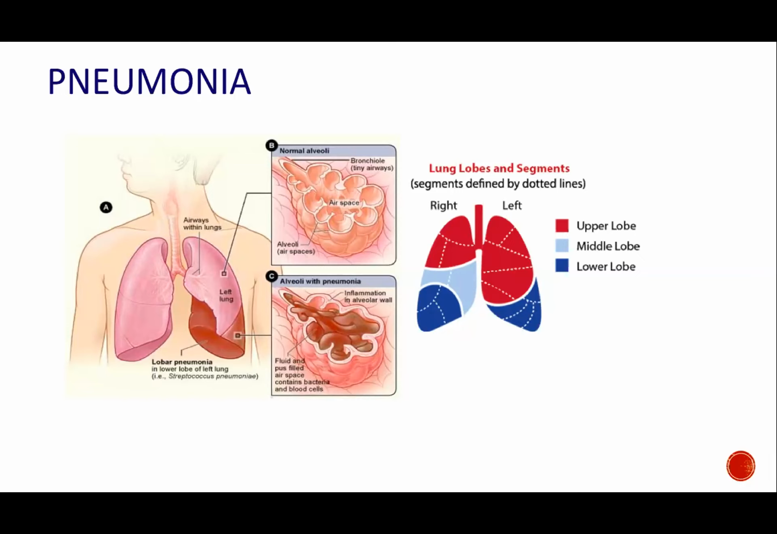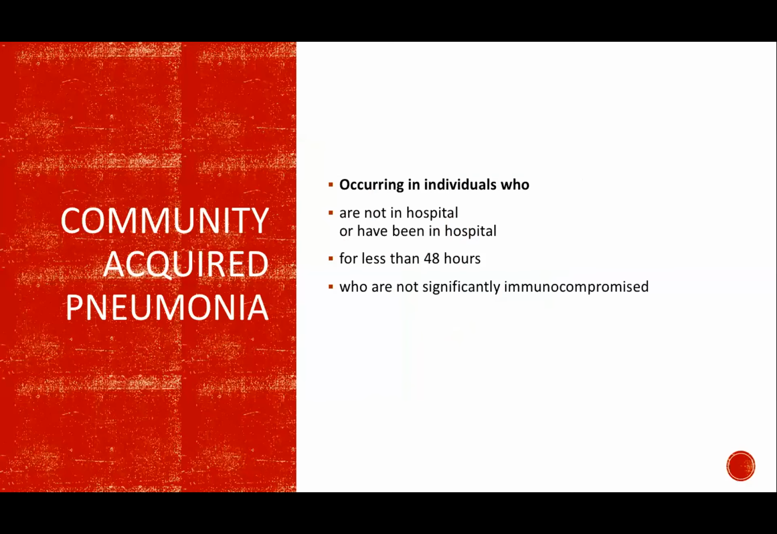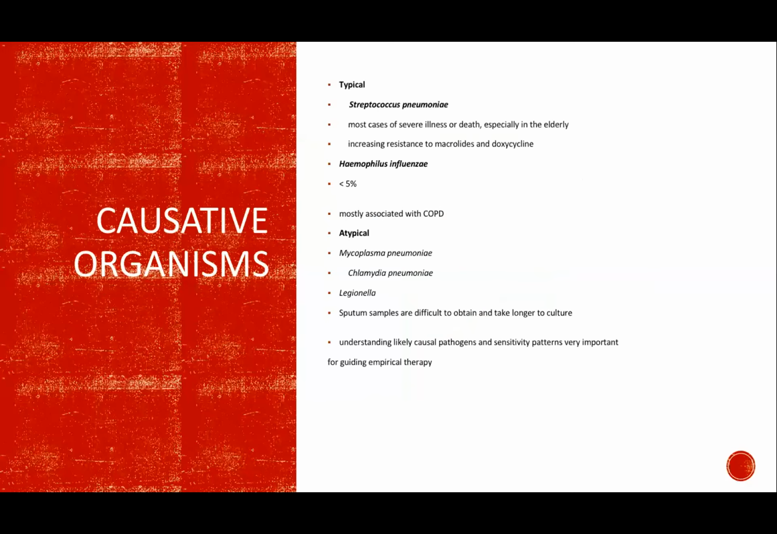We have typical organism for CAP and atypical organism. For the typical, that's the most common organism that can cause CAP. If we are talking about the typical organism, the strep pneumonia and the Haemophilus influenza, both of these are described as typical organisms. And then we have atypical pneumonia.